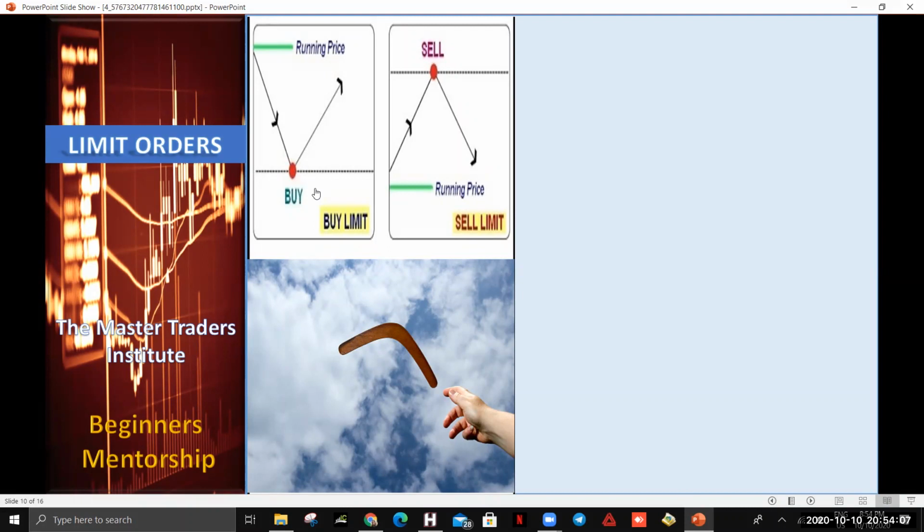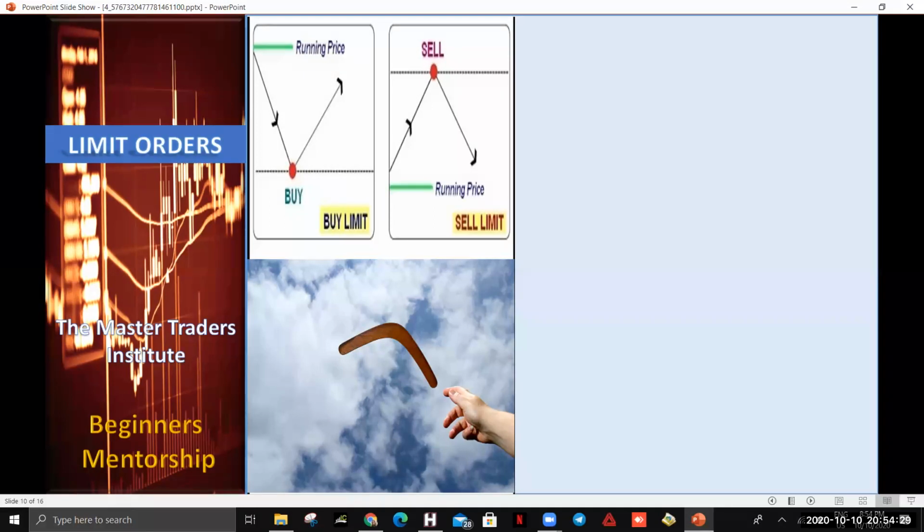A buy limit order is you are placing an order below the market, below the current market price. For example, the current market price is at 3. You're expecting that price is still going to come down to 1, activate your trade and start going back up.